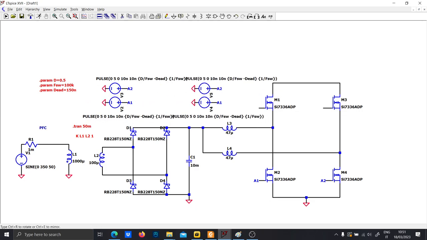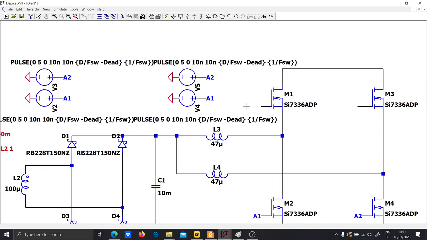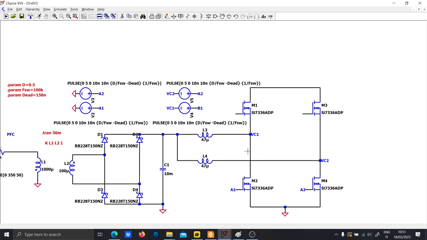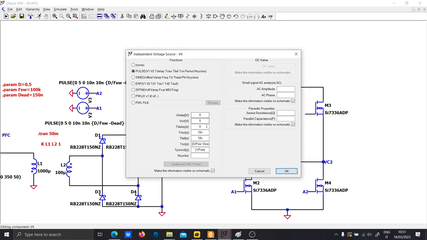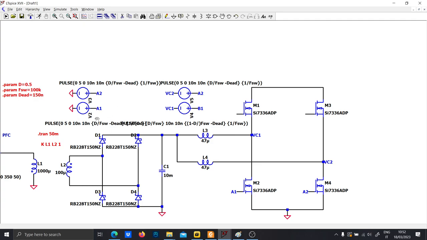The high side will be basically the same, but with a difference. You call this B1, and let's call this VC1. This will be VC2. Remember that these are high side switches, so they always need the source. And now these voltages need to be delayed by D over FS switch. And naturally, the times which are on are opposite to the low side switches.